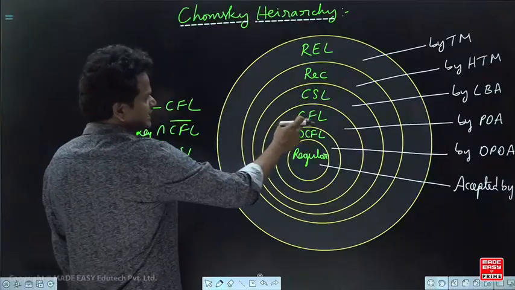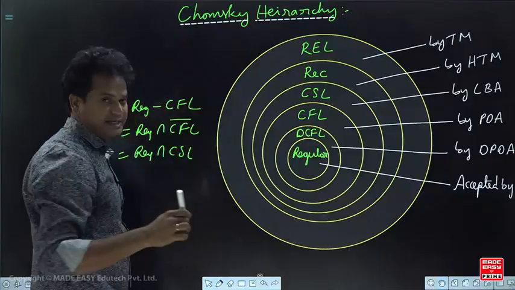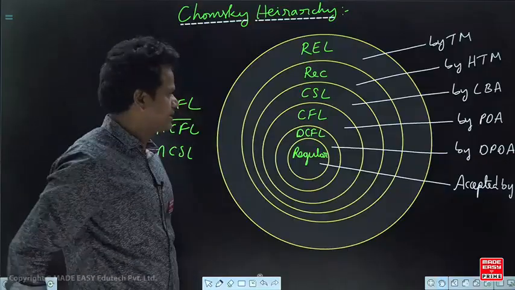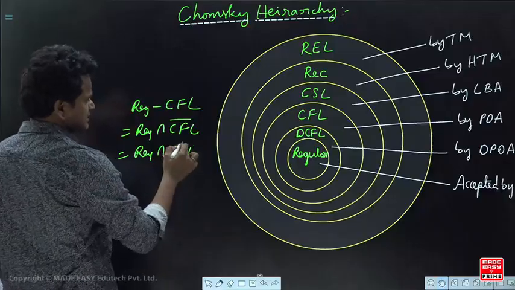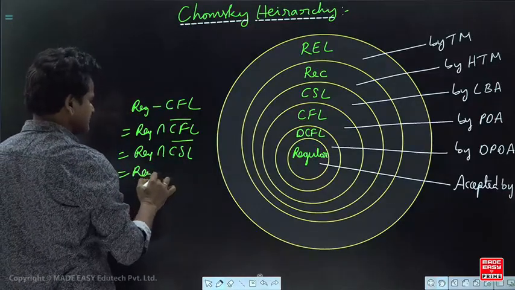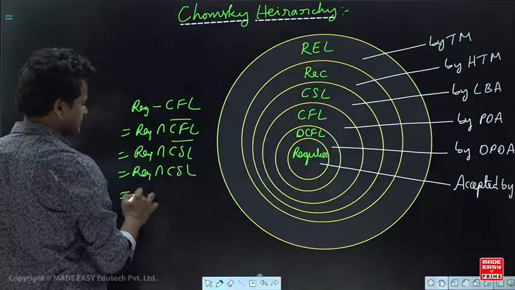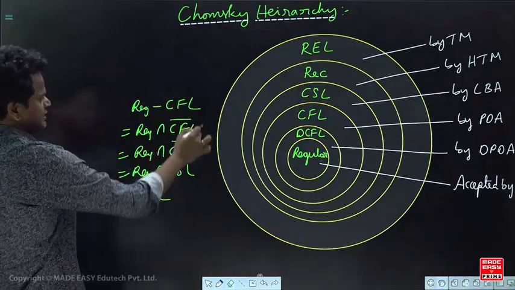So the next level is the superset of CFL. If any language is not closed under a given property, then go for the superset. CFL's next superset is CSL. CSL is closed under complement, so regular intersection CSL will be CSL. This part I have told you. Now, guys, I have explained this.